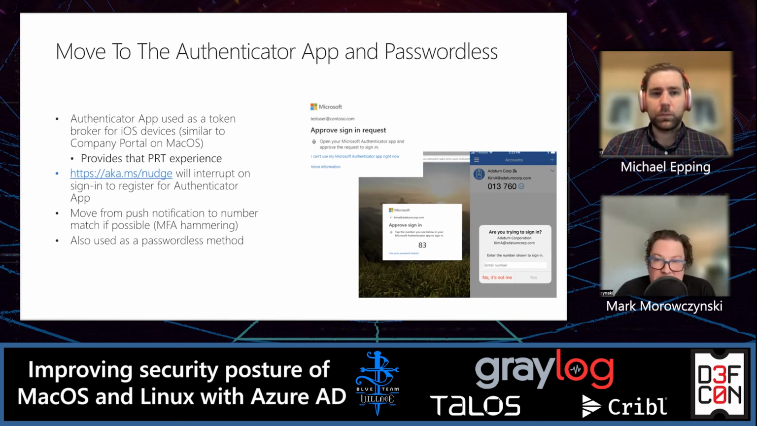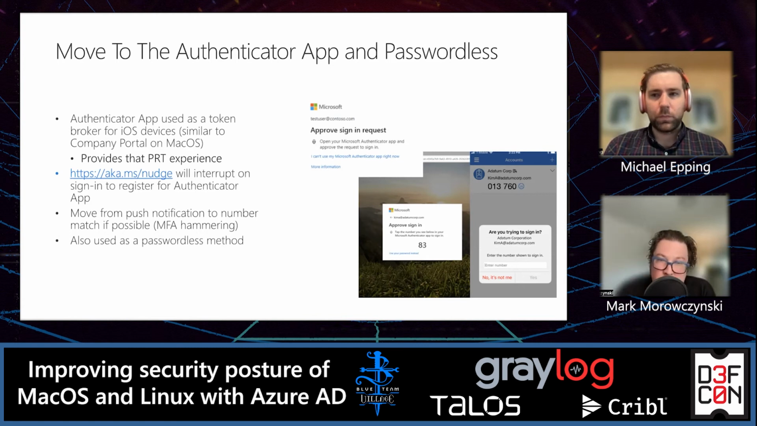If you rolled out MFA in your environment maybe many years ago and we weren't so adamant about what type of MFA factor they could use, so we let people use phone call or text message, that's fine. But we wanted them to use the Authenticator app. If you go to aka.ms/nudge, after the user completes sign in to Azure AD, they will have to go through the Authenticator app registration process.